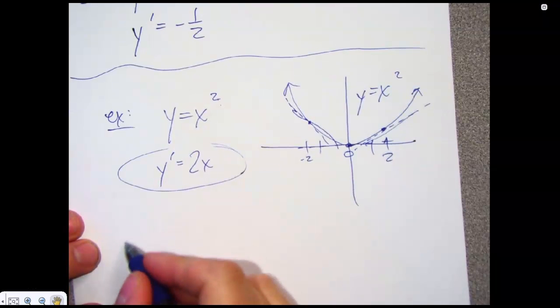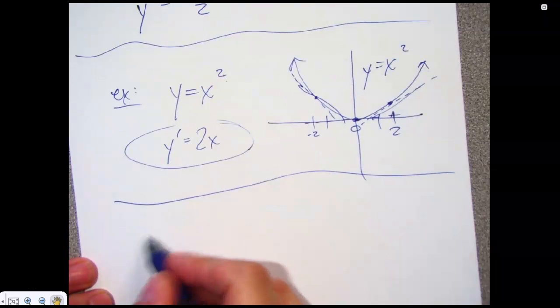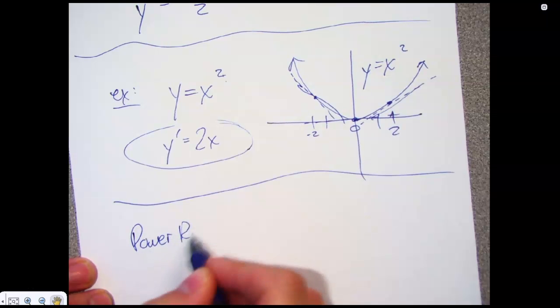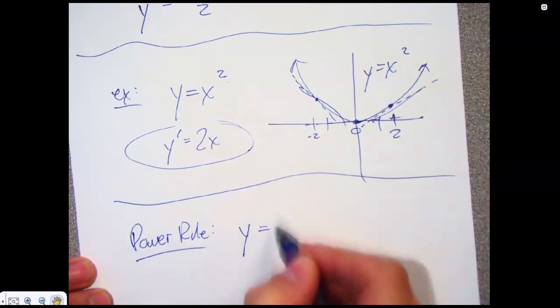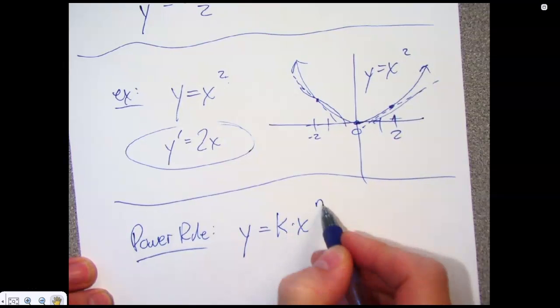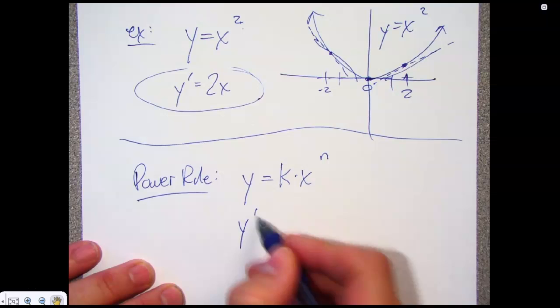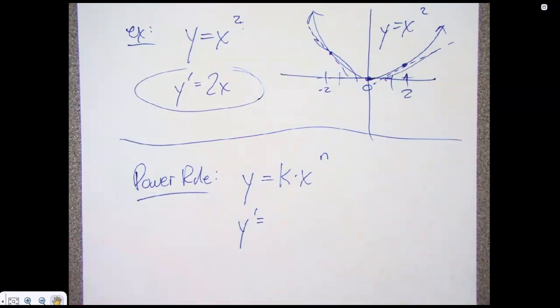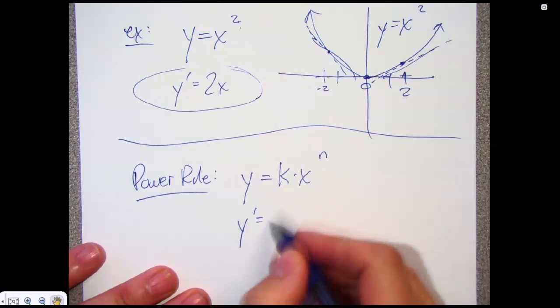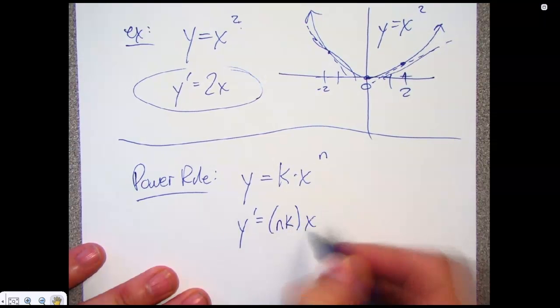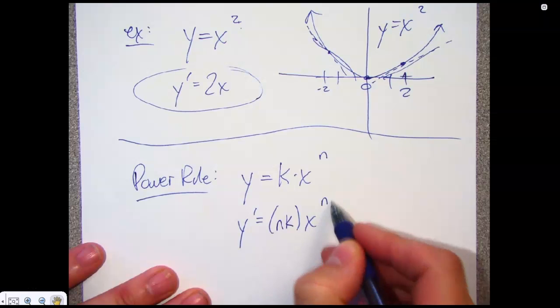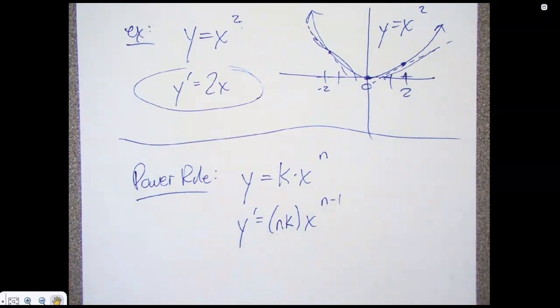So the power rule is, if you have y equals k times x to the n power, the derivative, which again tells you the instantaneous slope, is you bring down the n and you multiply it by the k, you leave the x, and you lower the power by 1. But that looks way more confusing than it is. You've got n, k, and a bunch of variables there. It's not that complicated.